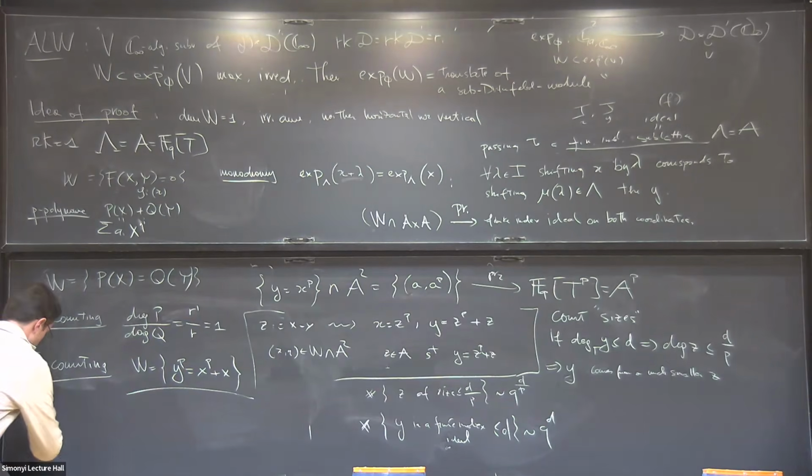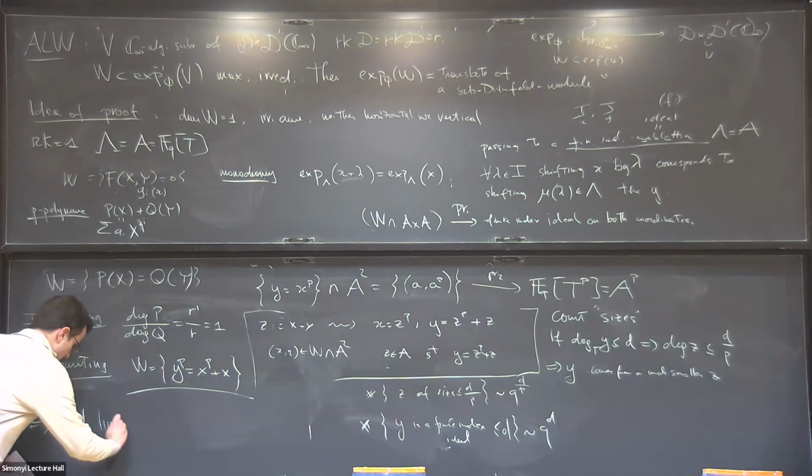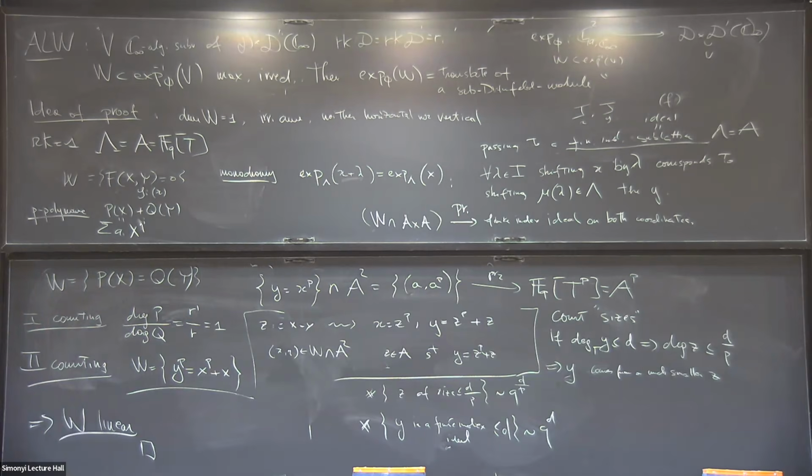And so W is linear. And this essentially concludes how we get this Ax-Lindemann. So, monodromy plus counting.